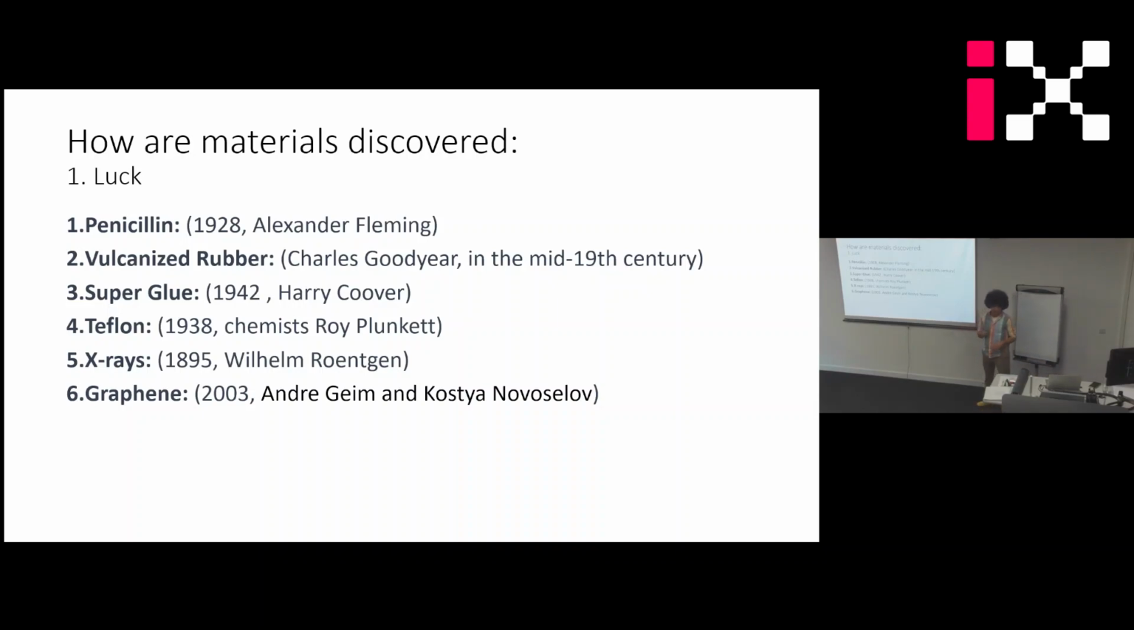When I Googled it, the first things that came out were all of these interesting stories about how some materials have been discovered. For example, penicillin was discovered by Alexander Fleming. He was working in his lab trying to find a way to fight a certain bacteria. He left his lab for a week, and when he came back, he found in the trash that there was mold around the bacteria that was stopping it from growing and also killing it.